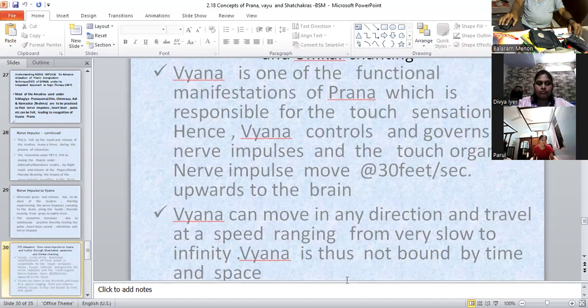Jnana can go at a speed ranging from very slow to infinity. Jnana is thus not bound by time and space. Okay.